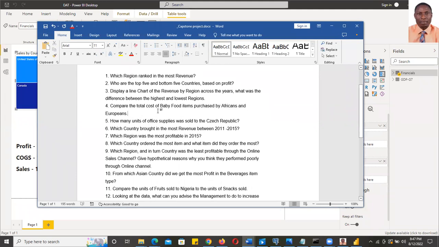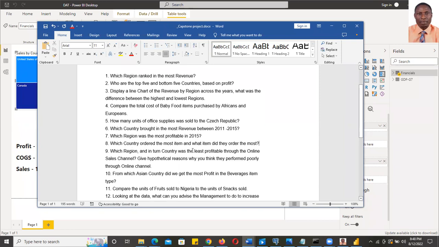And I saw this question, I just laughed. The fifth question says, how many units of office supplies were sold to the Czech Republic? The sixth question says, which country brought in the most revenue between 2011 to 2015? Which region was the most profitable in 2015? Which country ordered the most item, and what item did they order most?